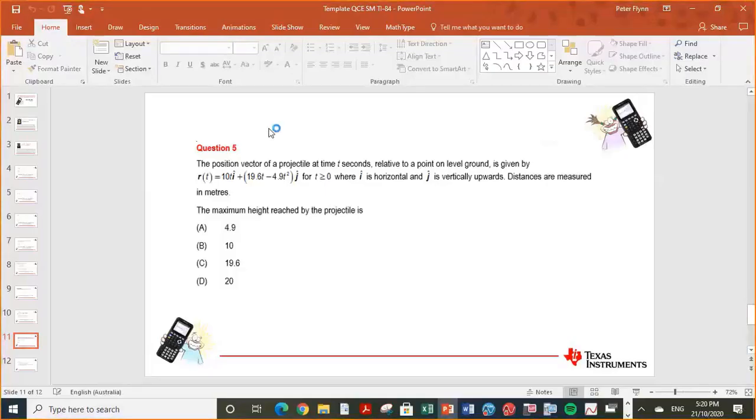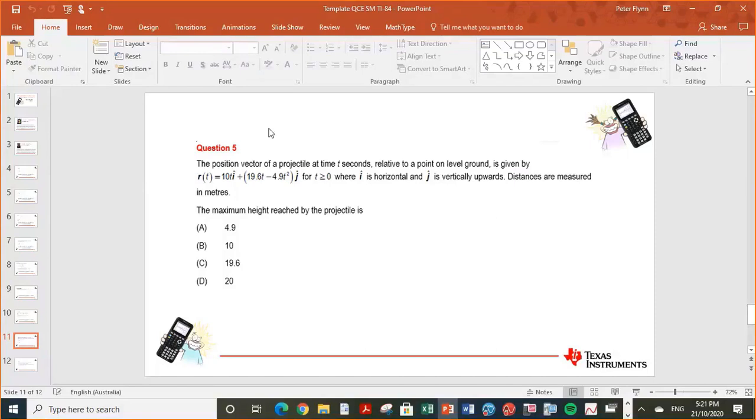So I'm going to spend a few minutes just talking about a couple of examples relating to vectors, in particular position vectors as a function of time. So the question here is a quite straightforward multiple choice question, and it says that the position vector of that projectile at time t seconds is given by that position vector. So what a position vector does as a function of time is it tells you where the particle is at any time t. So the other thing to consider is we have what's called two parametric equations.